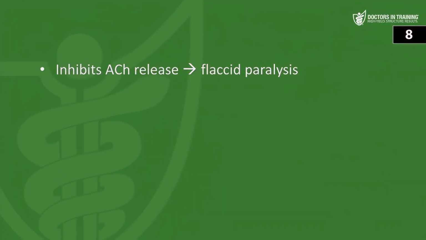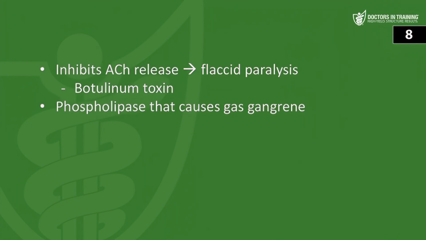All right, first question. What exotoxin matches the following characteristics? Inhibits acetylcholine release at the neuromuscular junction, resulting in flaccid paralysis. This is botulinum toxin. Phospholipase that causes gas gangrene. This is the alpha toxin of Clostridium perfringens.